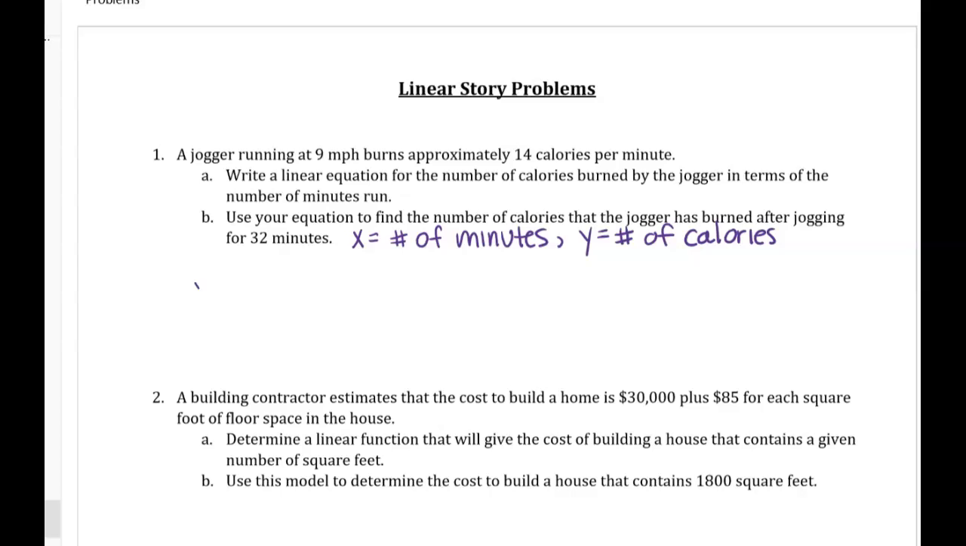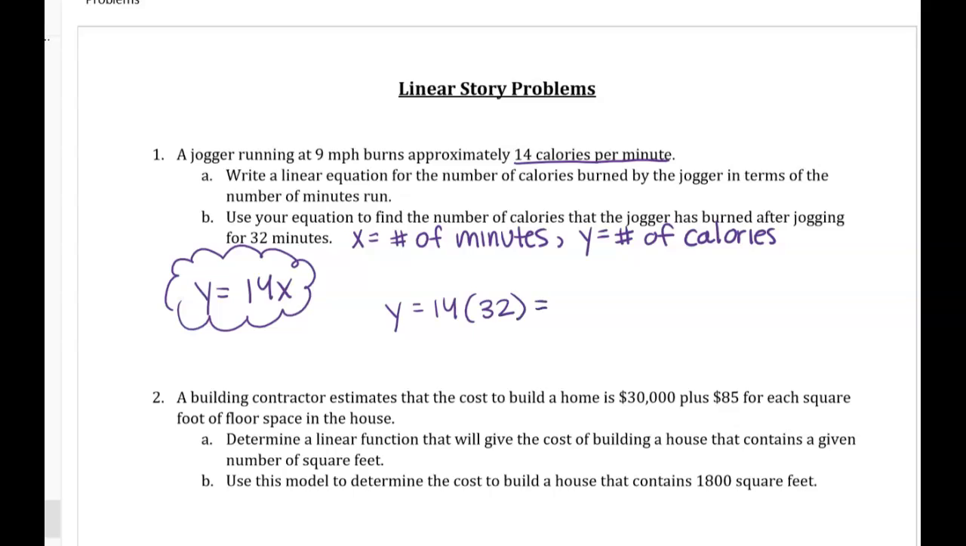Then our equation, y equals... essentially, our slope is 14 calories per 1 minute, so it's just y equals 14x. And then for part B, we want to figure out after 32 minutes. Use your equation to find the number of calories the jogger has burned after 32 minutes. y equals 14 times 32, which is 448 calories.